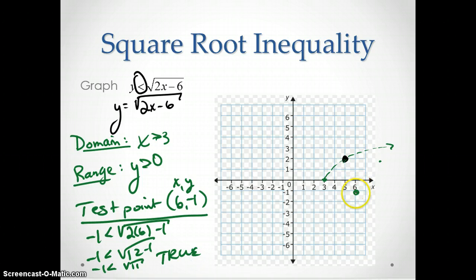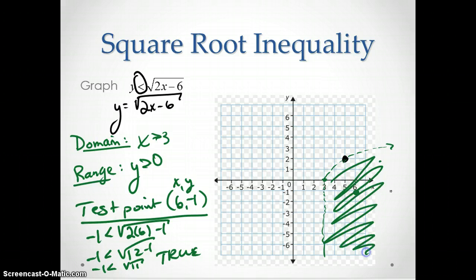That means I'm going to shade with my test point. The one catch on these problems is that when you make the starting point, you want to make the line going down, and this is going to be your shaded area. And it's going to keep going on and on and on.